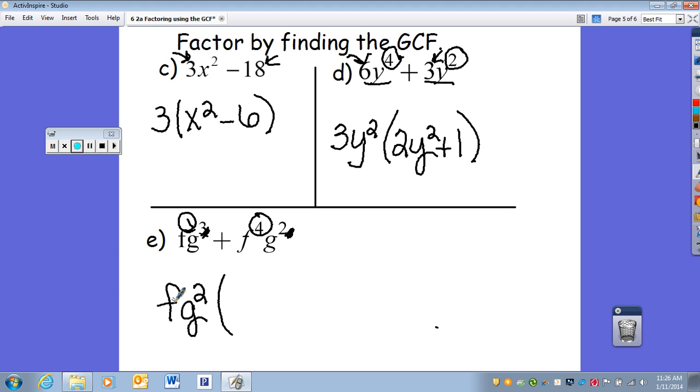F divided by f is 1. G to the third divided by g squared. We keep the base and subtract the exponents, which is to the first power. Let's go to the next term. F to the fourth divided by f to the first. Keep the base. 4 minus 1 would be 3 left over. And g squared divided by g squared is 1.